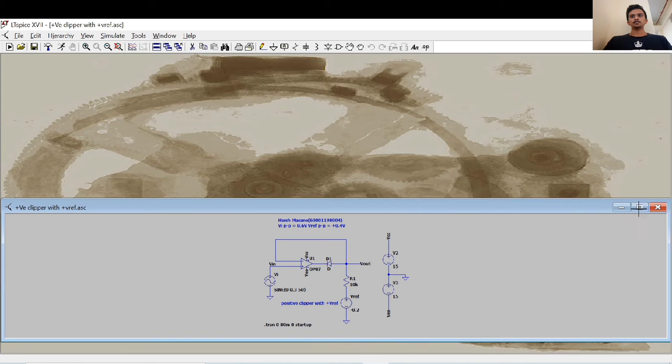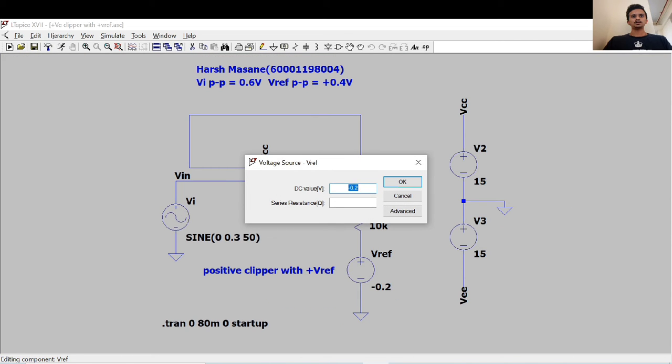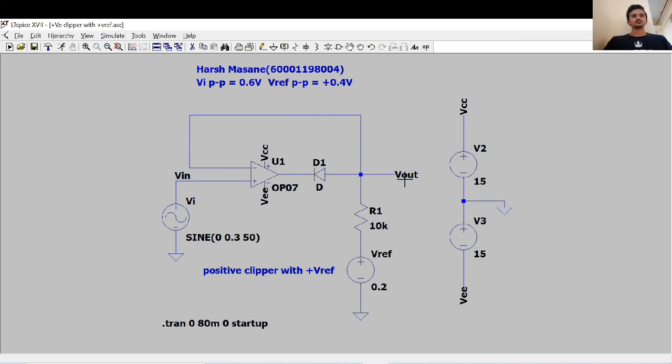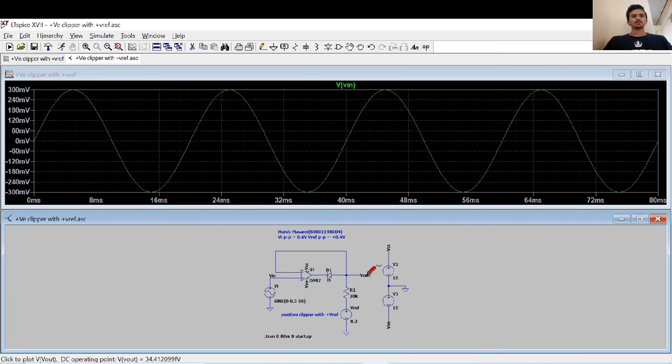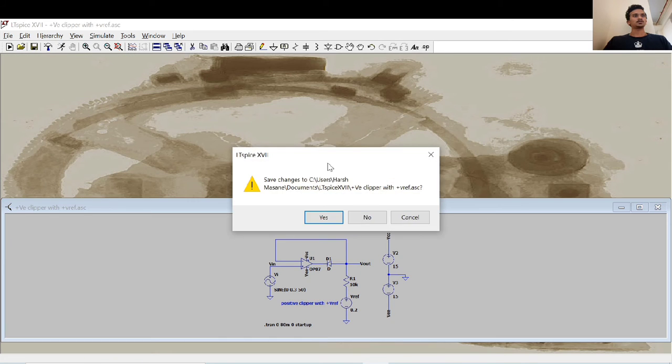So similarly, if I make the Vref positive, let's see. Okay, so now my Vref is positive. Now see the output. So as you can see, from 0.2 volts to 0.3 volts my positive wave is clipped, and at the output I get only from 0.2 volts to minus 0.3 volts. So in this fashion, we can also generate a negative clipper.